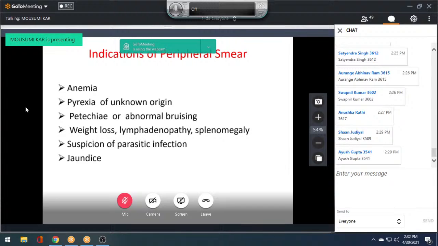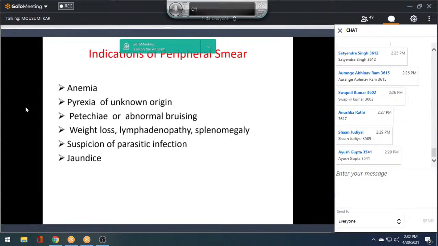So indications, these are just basic indications. One is for anemia. Then pyrexia of unknown origin. You'll be able to see whether there is any atypical cell or not, or whether there is any parasite or not. Which are the hemoparasites that you can pick out in a peripheral smear? Or any hemoparasites you know?